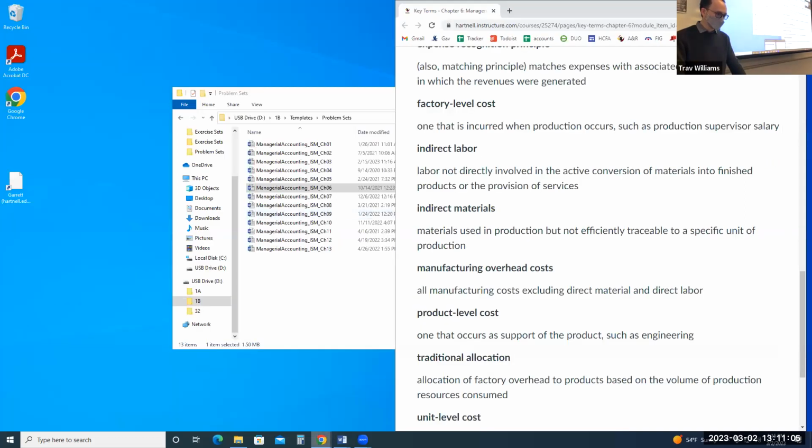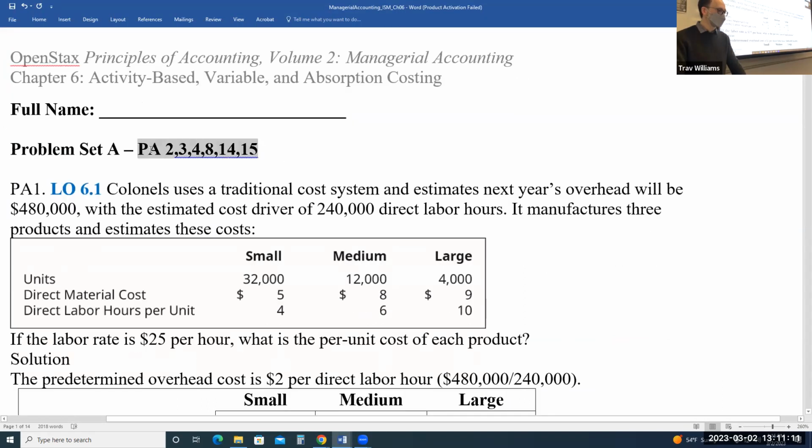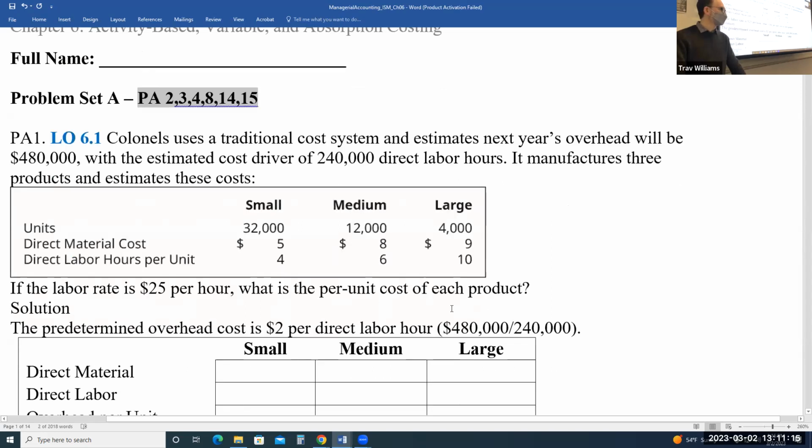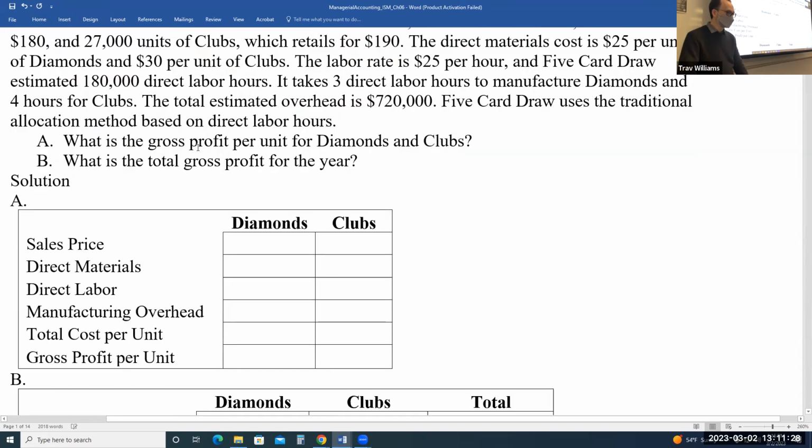Okay, so here we are, chapter 6 problem sets. These are the problems we're going to go through right here. Did we do any problems at all on Tuesday? Yeah, we did 3 and 8. 3 and 8. Okay. Well, then it's going to be even shorter. So let's start with problem number 2 here.